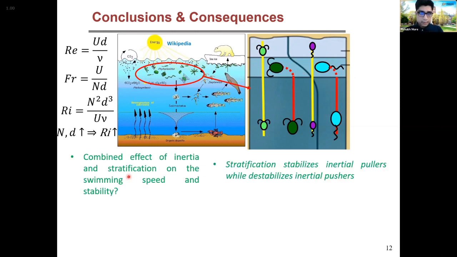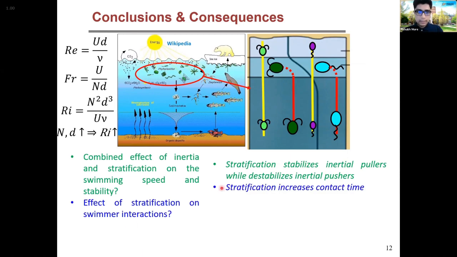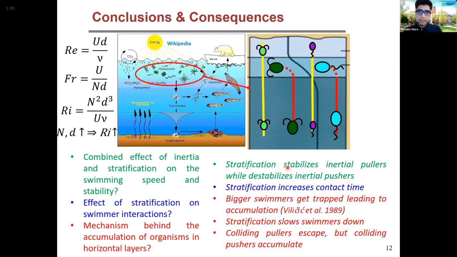So the combined effect of inertia and stratification on the stability is that inertia tries to destabilize a puller, but stratification stabilizes it, and inertia stabilizes a pusher, but stratification destabilizes it. And so stratification increases the contact time, and it also reduces the swimming speed, which might lead to trapping of bigger organisms, which has also been observed previously.